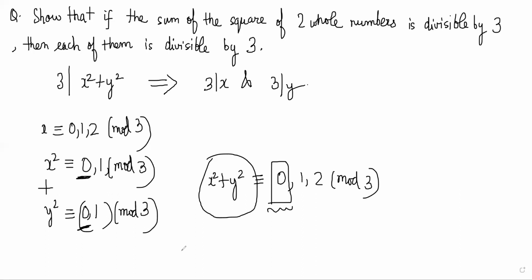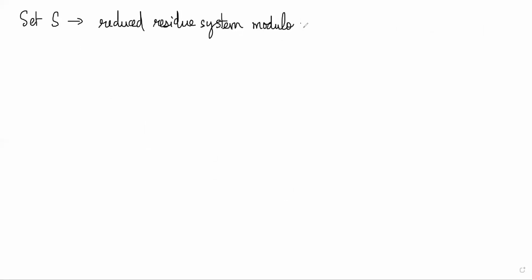Okay, let's go on to some theory. So let's look at this. We will define a set S, which we have already discussed a little bit. It is the reduced residue system modulo n, which is basically the set of possible remainders when you divide any number by n. So in general, it can be 0, 1, 2 till n minus 1.